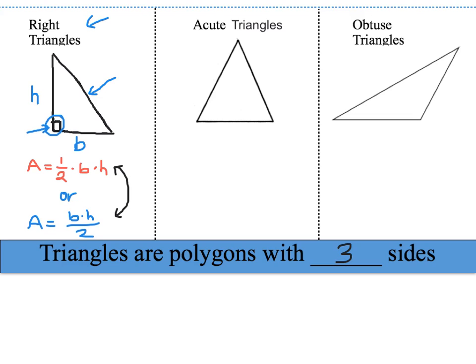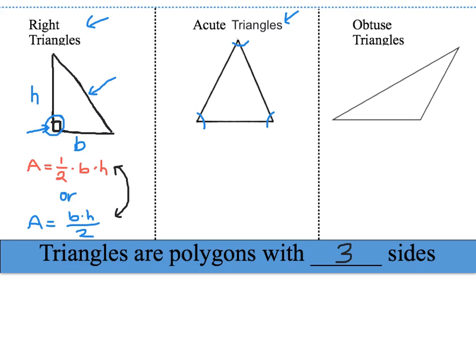The second type of triangle is called acute triangles. And acute triangles have angles that are less than 90 degrees. So this angle is less than 90 degrees, this angle is less than 90 degrees, and this angle is less than 90 degrees. Notice that this problem does not have a 90-degree box, but what we can do is go ahead and create one.